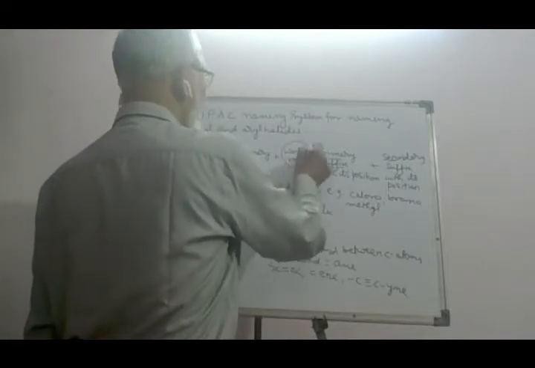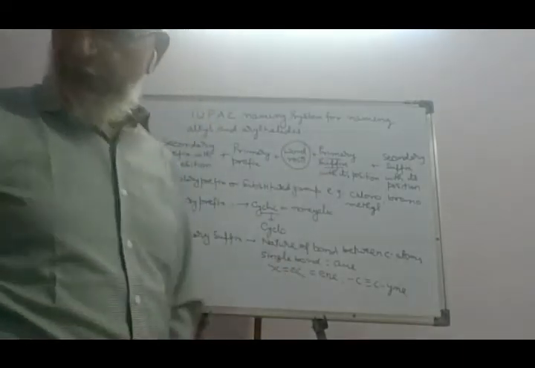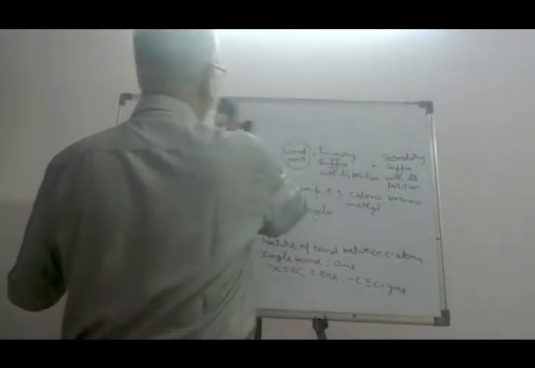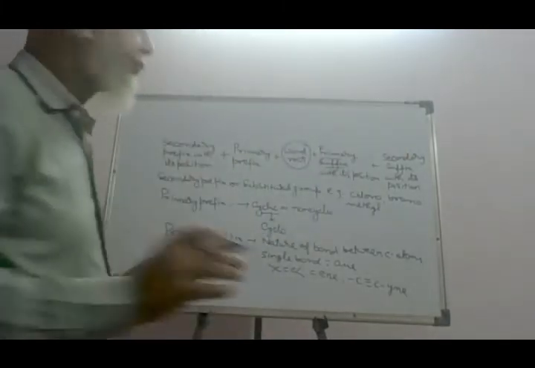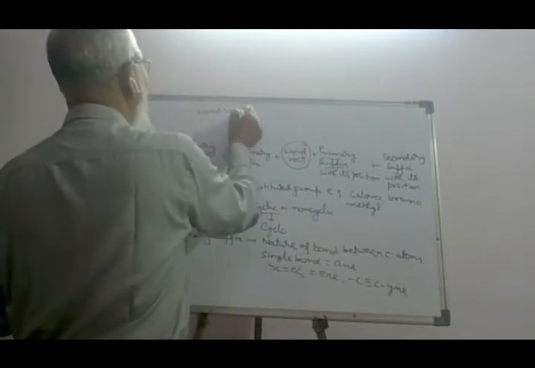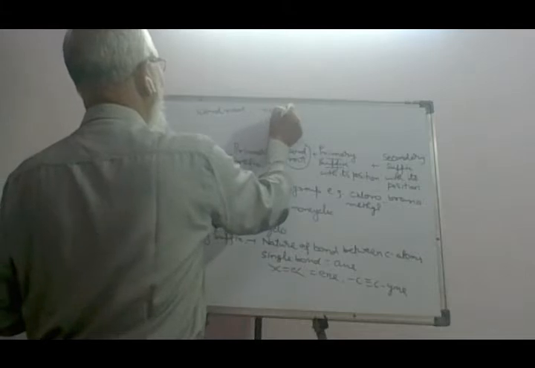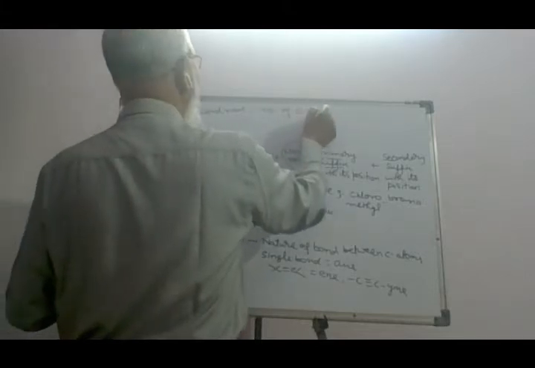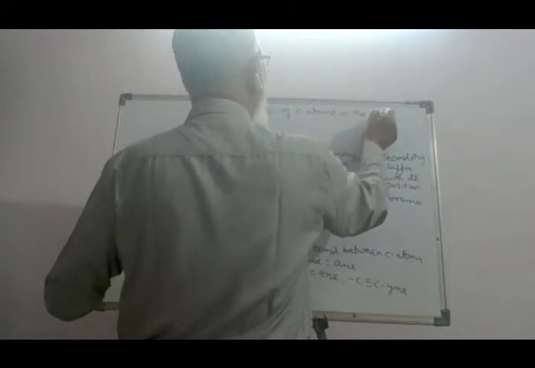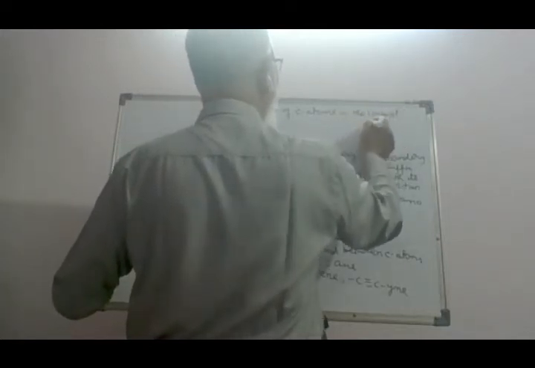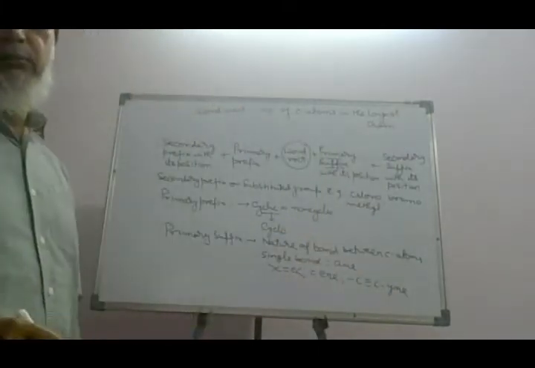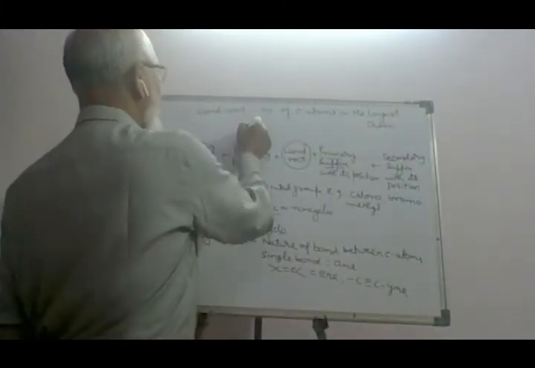Take this portion, word root, which I have left till now. This word root indicates the number of carbon atoms in the longest chain. It means that for naming an organic compound, you will have to choose the longest chain of the carbon atoms. So suppose this is the case.